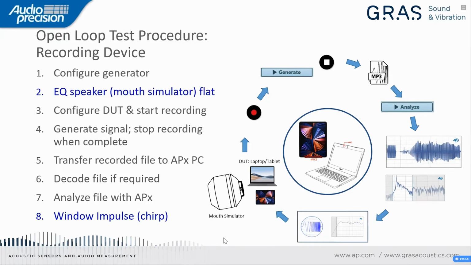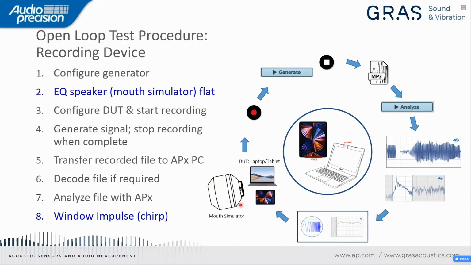And now it's time to refer to the laptop or tablet as a playback device. Before, it was a recording device. Now, as a playback device, it means that we will be discussing the open loop procedure for internal test of the microphone or microphones performance test. So in this case, we have to configure the generator. We are going to measure the response of the microphones of the laptop or the tablet. We configure the generator, then we EQ the speaker.